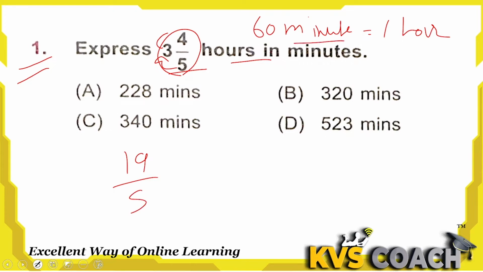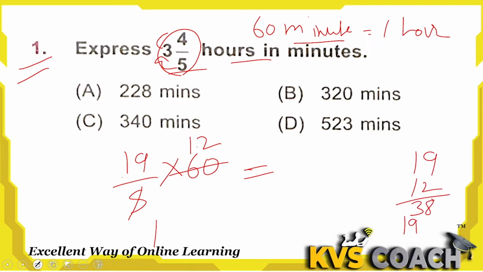So here 1 hour has 60 minutes. So we will multiply it by 60. Then we will change this hour into minutes. Okay. So here 5 ones are 5, 12 fives are 60. So 19 into 12, that is 19 into 12. 19 twos are 38. 19 again here. This is 8. 9 3 12. 1 2 2 8. 228 minutes are the right answer here for this 19 by 5 hour. Okay, so A is right answer.